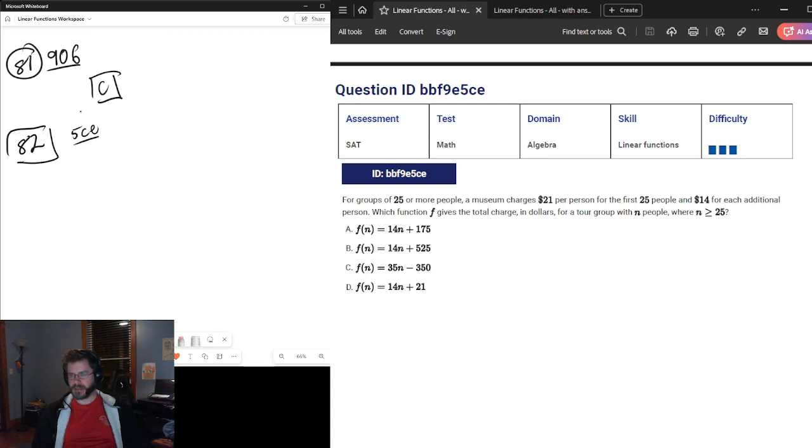5CE, 25 or more at 21 per person, first 25, then 14 for each after. Okay, so we're already assuming that n is greater than or equal to 25, so 21 times 25 is going to be our y-intercept. I'm going to go ahead and do a calculator on that. 525 is our y-intercept. All the y-intercepts are different, so that's going to be B.